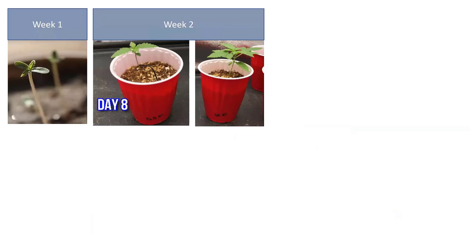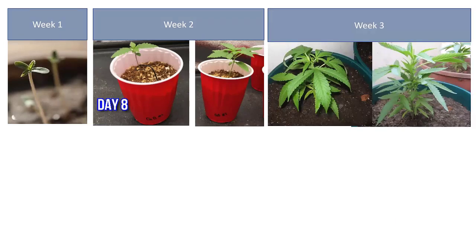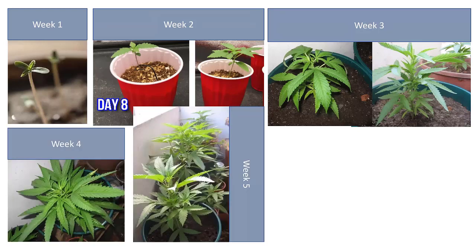Okay. And then I just have a week by week of the vegetative stage, just kind of what it looks like. So week 1, you're getting the beginning of true leaves. Week 2, you're gaining leaves, gaining side branches. And then you continue to gain leaves, gain side branches, gain height week by week up to week 5.